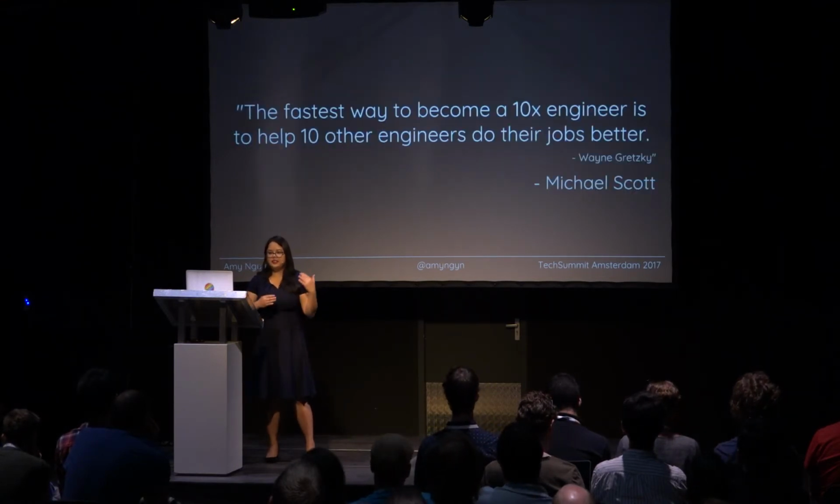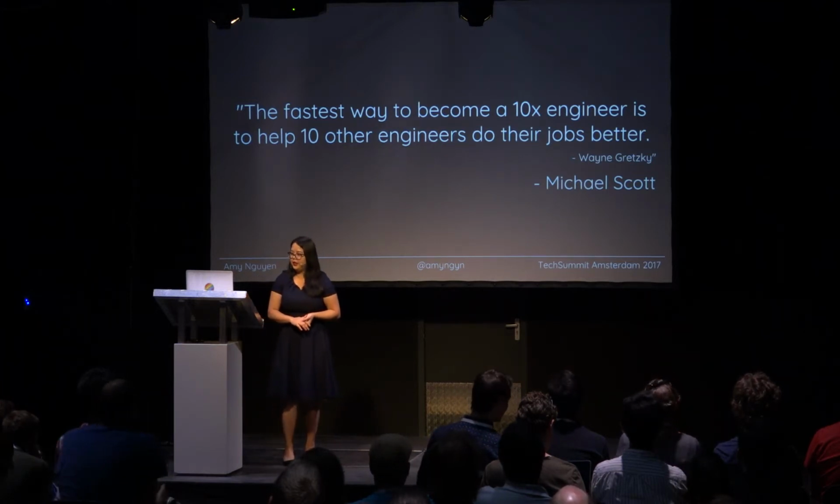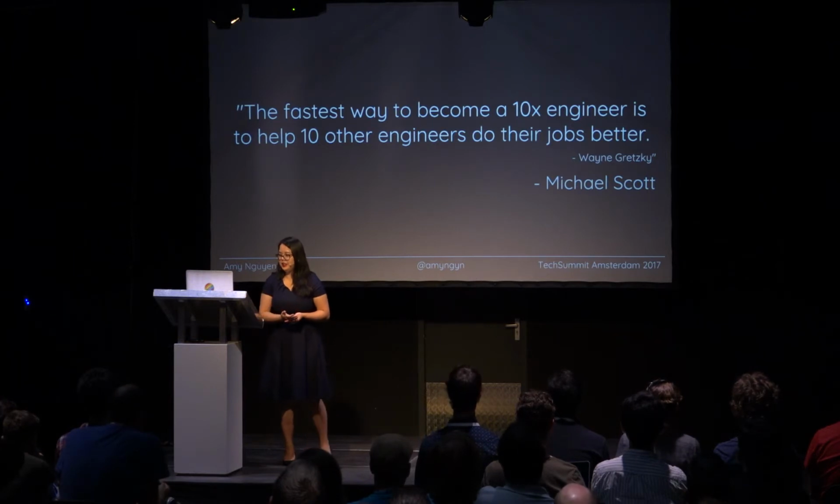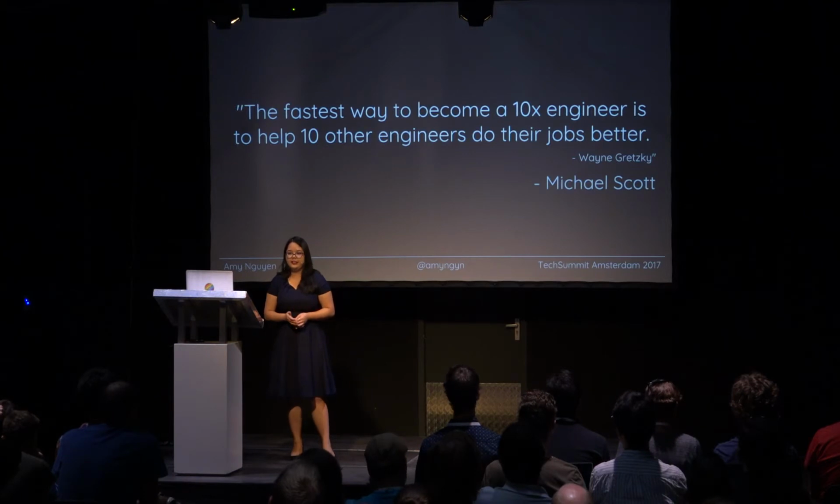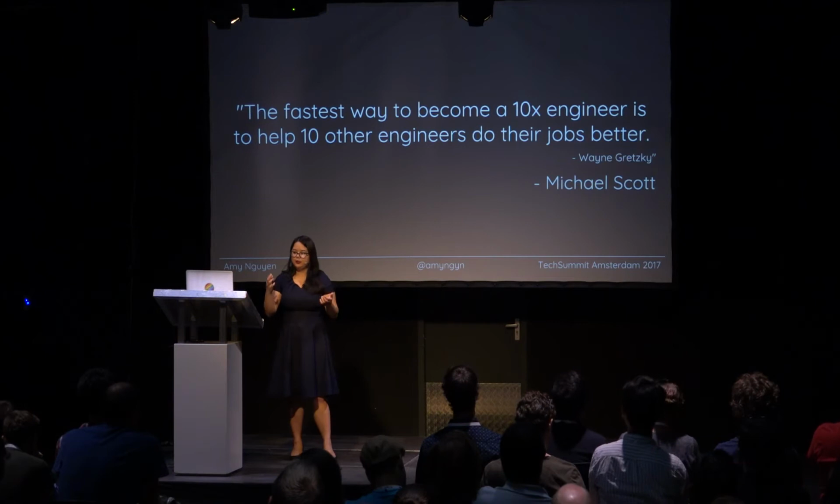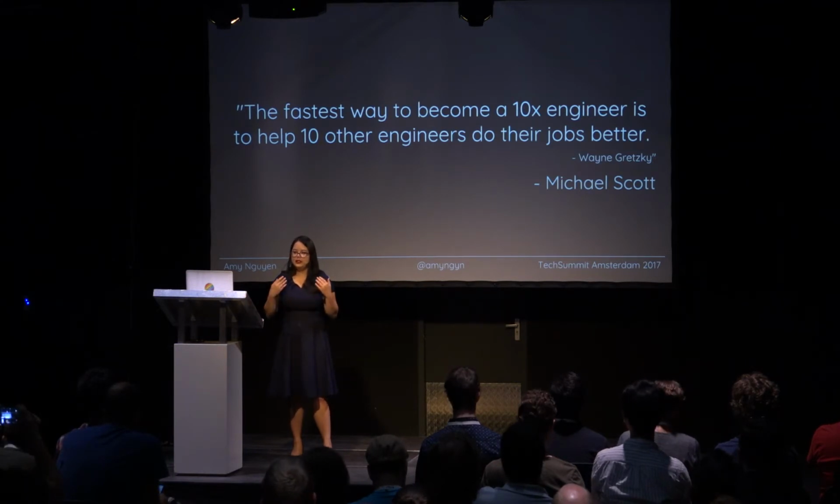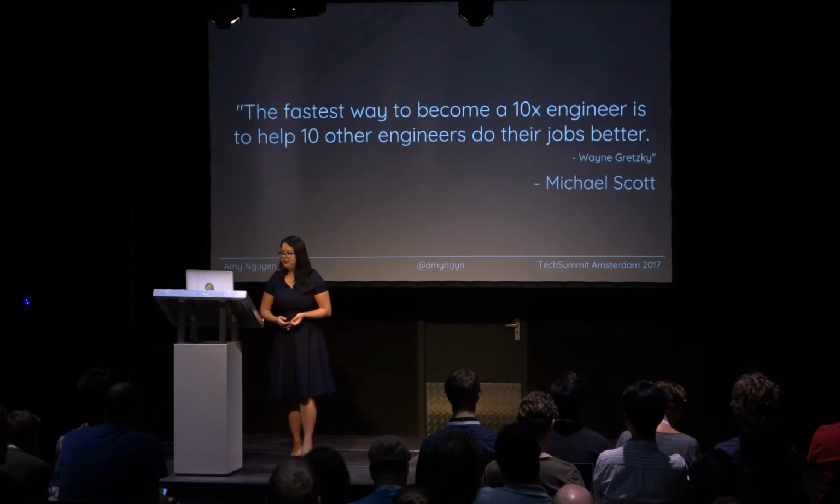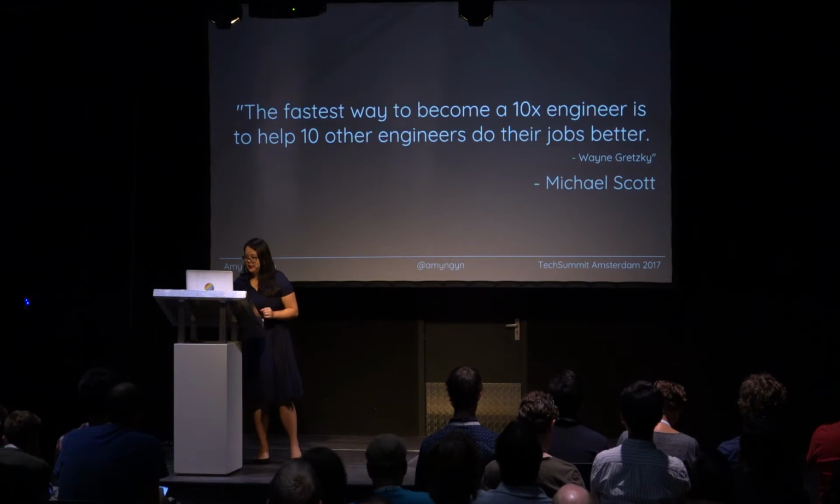And so this ties into one of my favorite ideas about software engineering, which is that the fastest way to become a 10x engineer is to help 10 other engineers do their jobs better. I think there are so many different ways to be a strong engineer, but when you're working as a support engineer, which is why I consider myself, I am supporting other engineers, I think that if I help other people do their jobs better or faster, then I've done a good job. I'm not really sure who said this, so that's why I'm attributing it to Michael Scott.